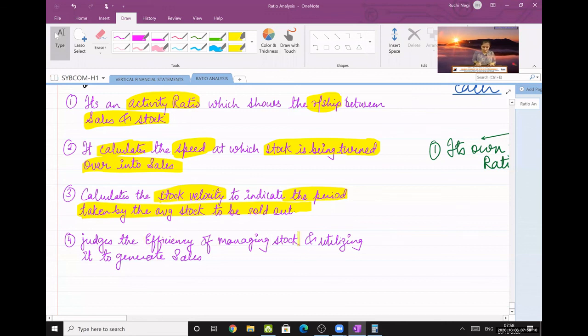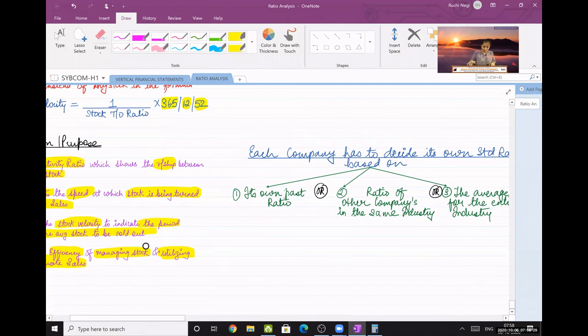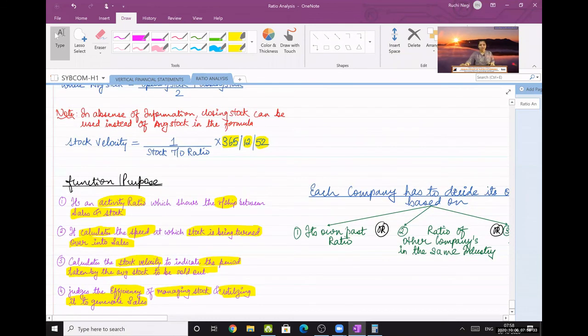It indicates the efficiency of how well you manage your stock and how well you're utilizing your stock to get converted into sales. Same thing I said, right? Okay, next lecture we'll start with sums of all these 6 revenue ratios.